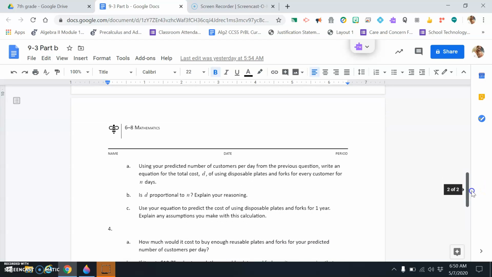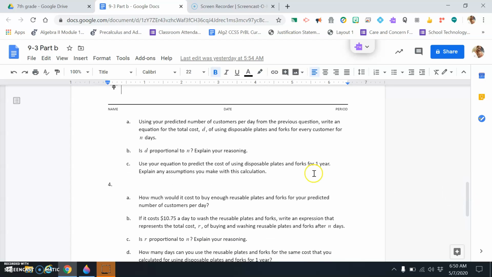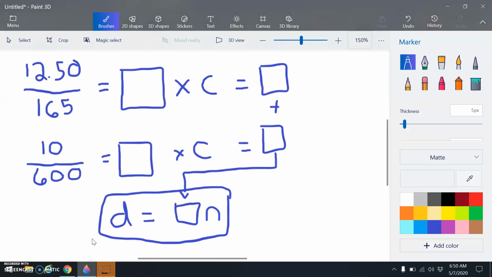Then we move down to C. Use your equation to predict the cost of using disposable plates and forks for 1 year. Alright, well, let's go over here back to our equation really quick. Well, how many days are in a year? Well, there are 365 days in a year. So we're going to replace the N with 365, and we're going to solve for D.